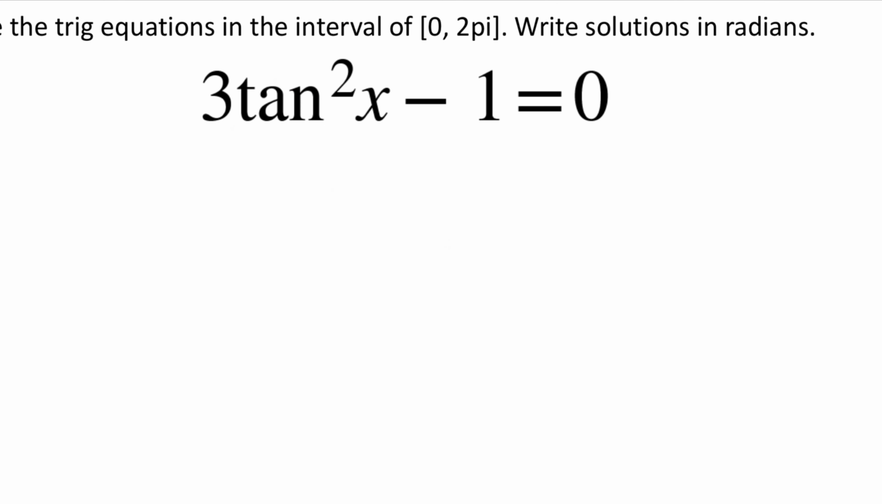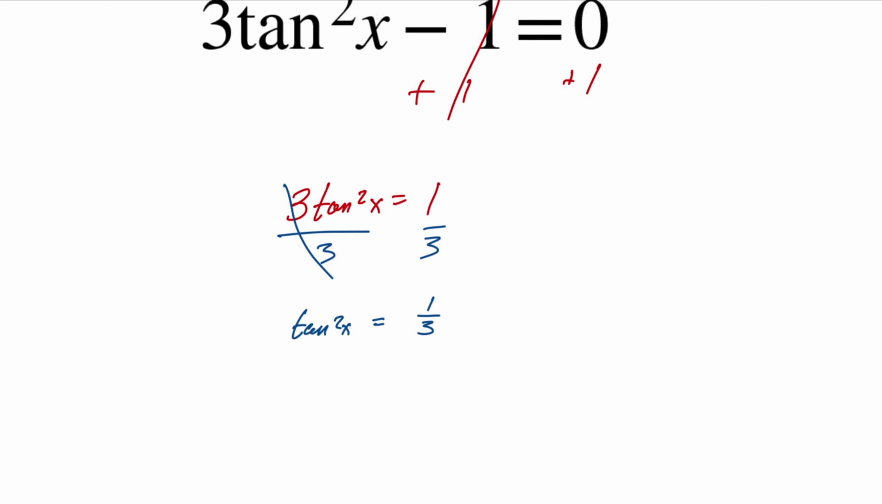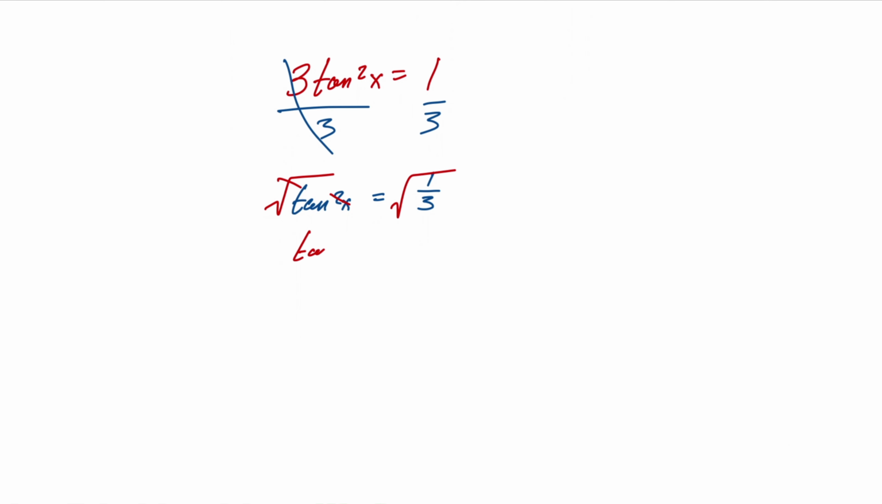Okay, so when you got in this situation right here, you solve for your tan x, so you add 1 to both sides, it cancels. You get 3 tan squared x equals 1. You divide both sides by 3, cancels. You get tan squared x is equal to 1 over 3. Okay? You take the square root, cancels out the square. You're left with tan x equals the square root of 1 over the square root of 3.